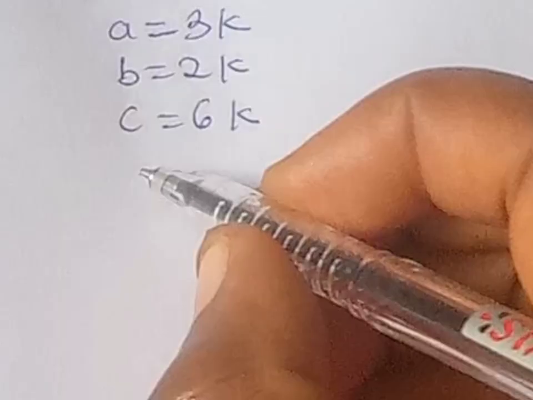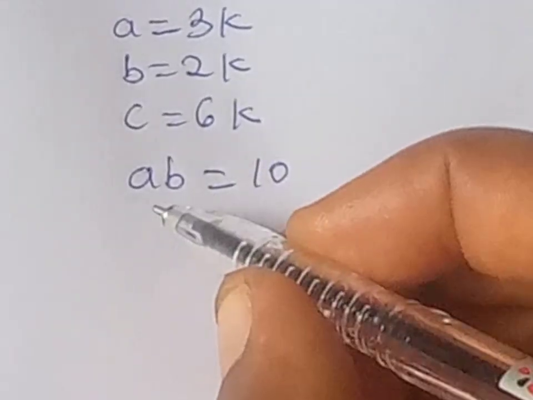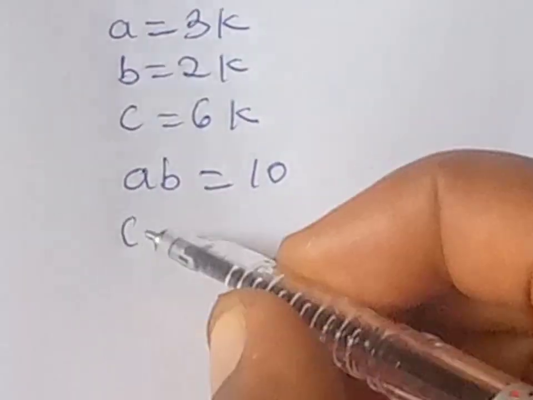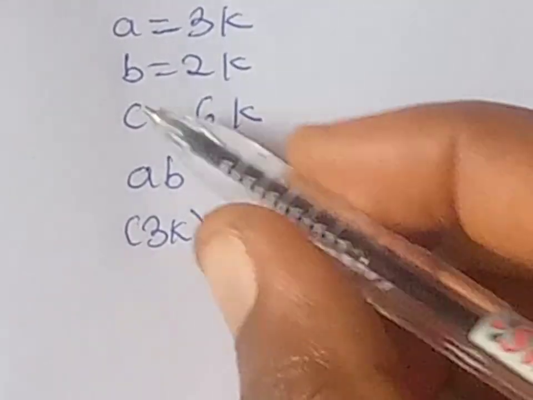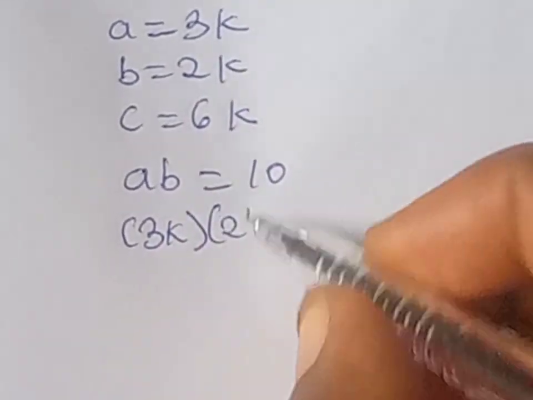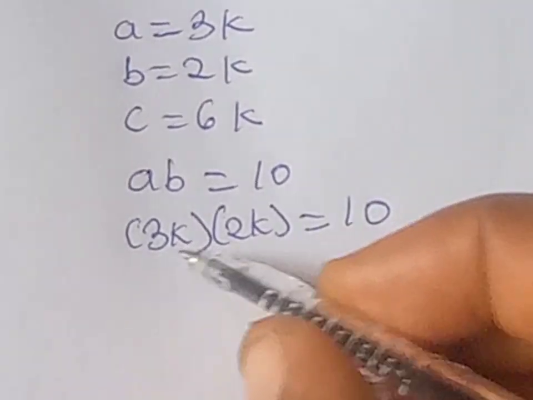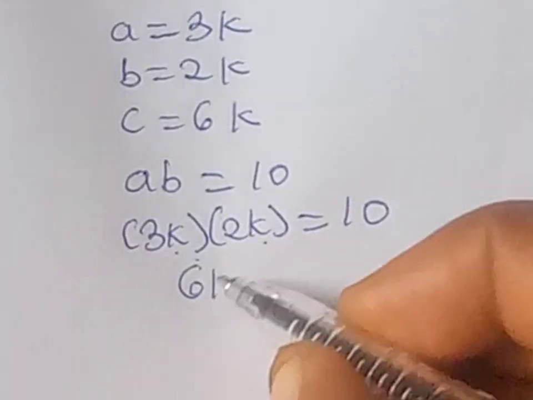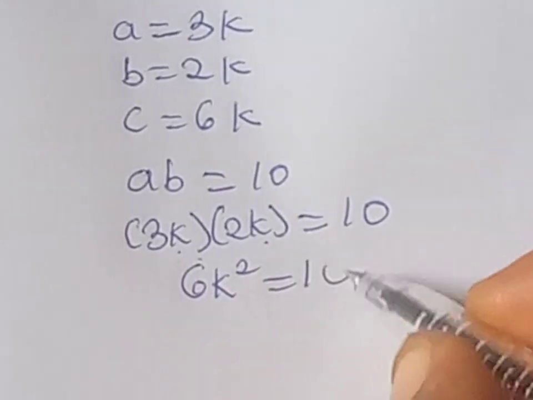Let's use AB equals 10. Now our A is 3k, so we have 3k multiplied by our B, which is 2k, equals 10. 3k multiplied by 2k gives us 6k square. So 6k square equals 10.